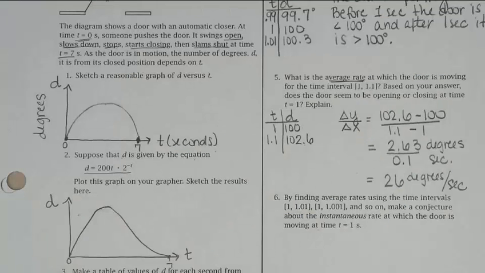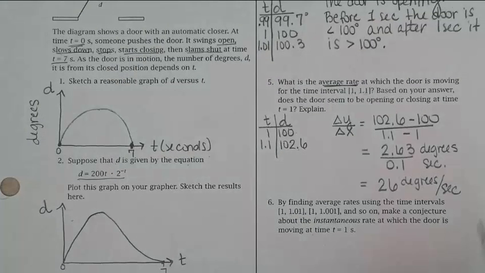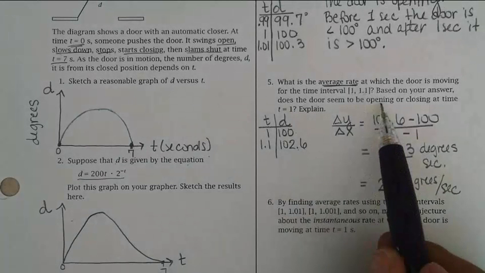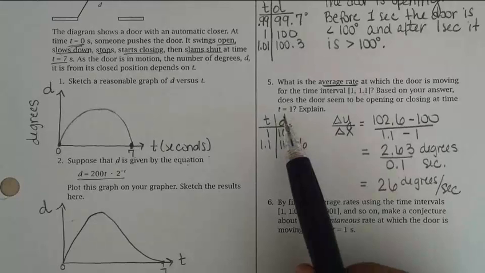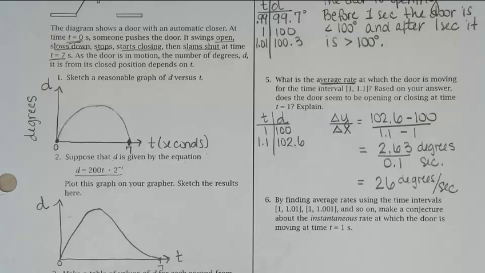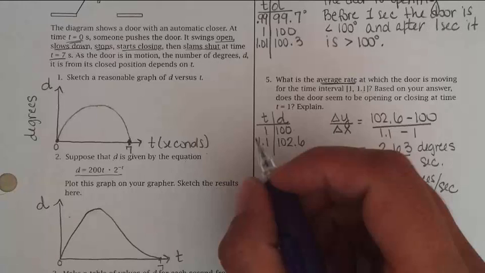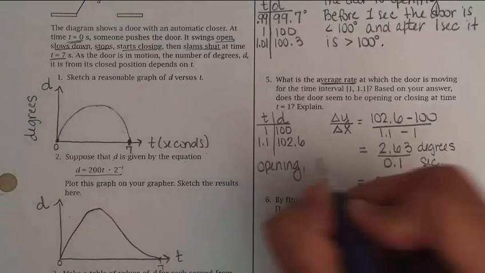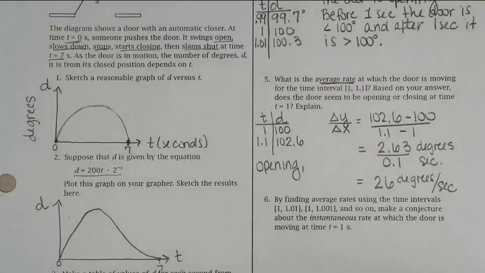All right, so let's actually answer number 5 now. Based on your answer, does the door seem to be opening or closing at time t equals 1, and you need to explain. So what do you think? Well, it's opening at 26 degrees per second. So is it opening or closing? It's got to be opening. And we know that because we have a positive rate of change.